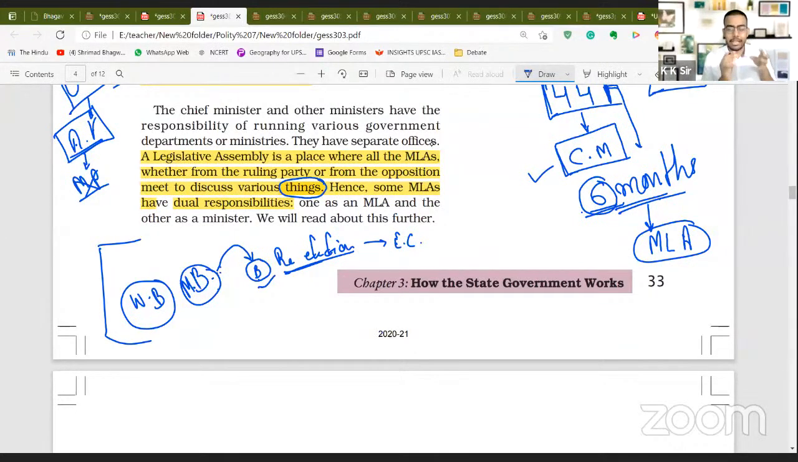Members of the legislative assembly, not just the ruling party, will be sitting; all the MLAs from whatsoever party they are will meet there to discuss various things. Now, what are the things that these MLAs discuss? It's saying that MLAs have dual responsibilities. This is very important. This is a special feature of Indian polity, dual responsibility.